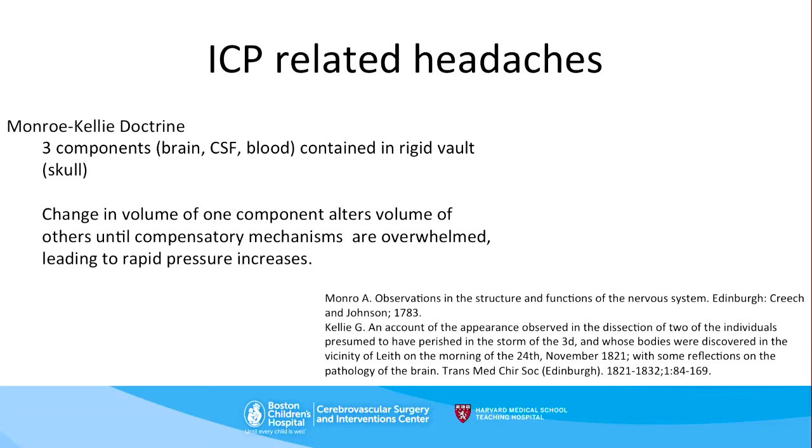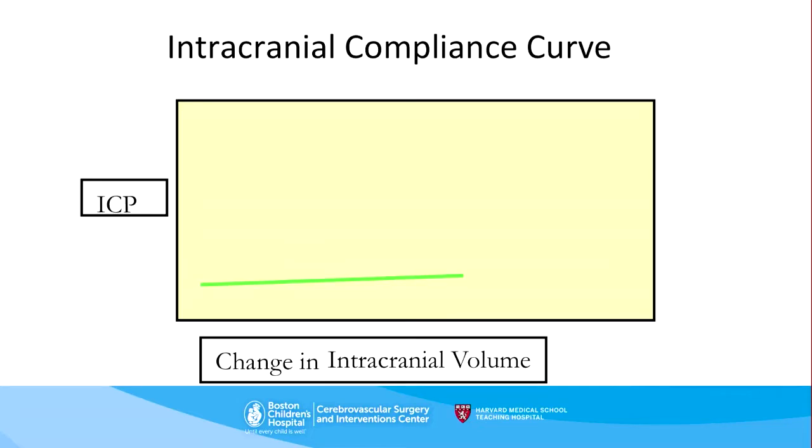That said, the principle is the same with this Monro-Kellie doctrine, that there are simply 3 components of tissue that are contained within this rigid vault of the skull, and when one volume increases, the other ones have to have compensatory changes. Otherwise, normal regulatory functions are overwhelmed and pressure increases. And this is an example of a compliance curve.